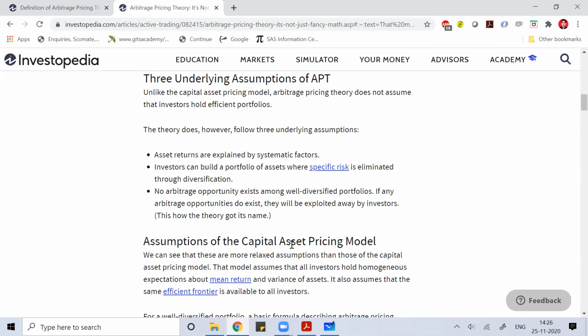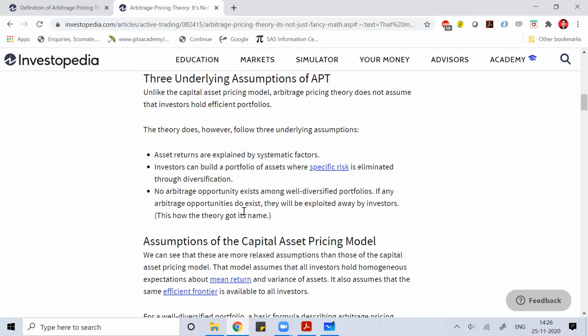When we are discussing the arbitrage pricing model, it works on the assumption that asset returns are explained by systematic factors, and investors can build a portfolio of assets where the specific risk is eliminated through diversification, and no arbitrage opportunity exists among well diversified portfolios. If any arbitrage opportunity does exist, it will be exploited away by investors.